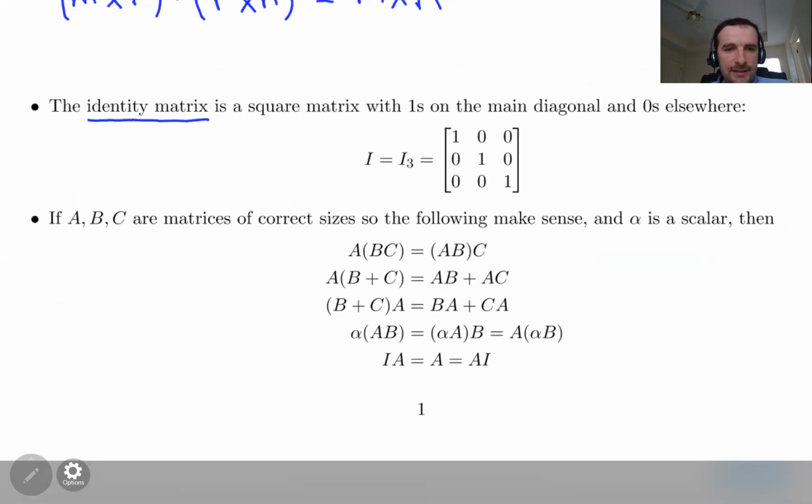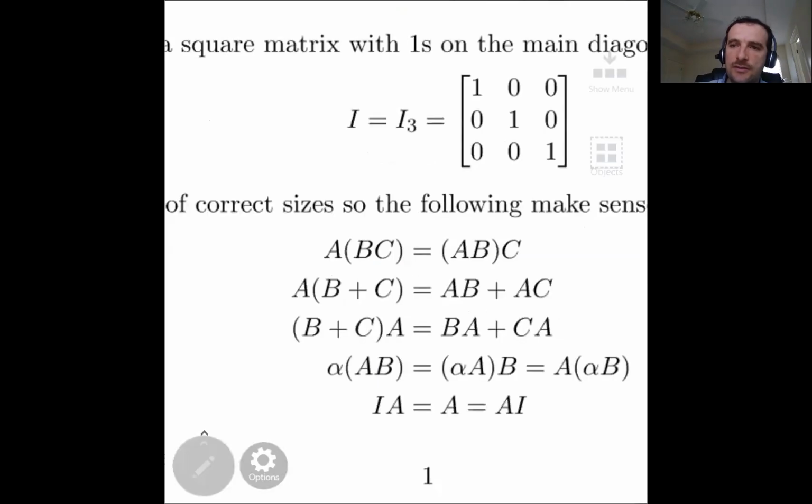And what are some nice properties of matrix operations? As you see here, you can group terms together in multiplication. You can distribute matrices from the right or left. You can distribute the scalar elsewhere. And also, the identity matrix times a matrix is equal to itself from both directions, all right? Okay. So I didn't want to do that.